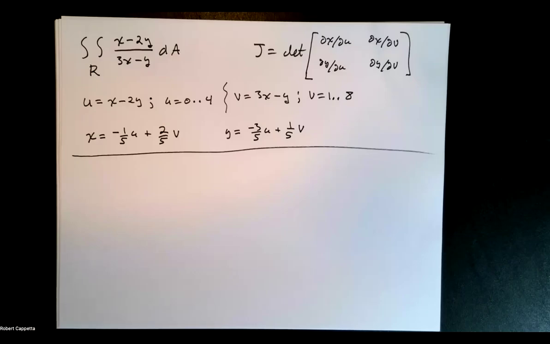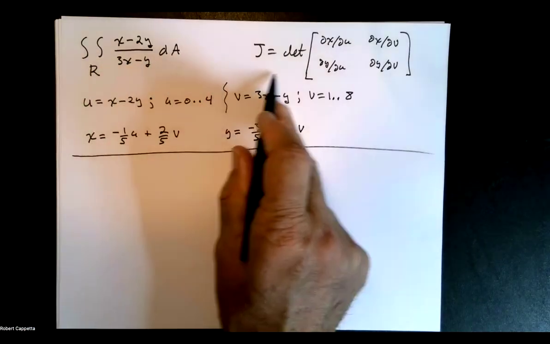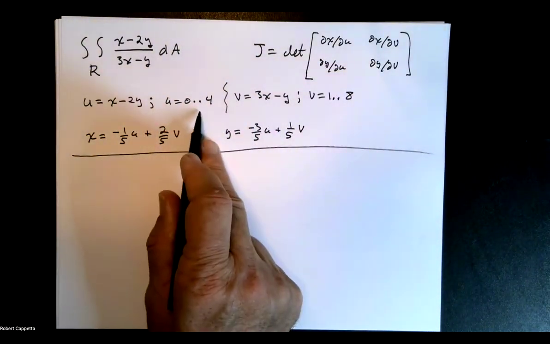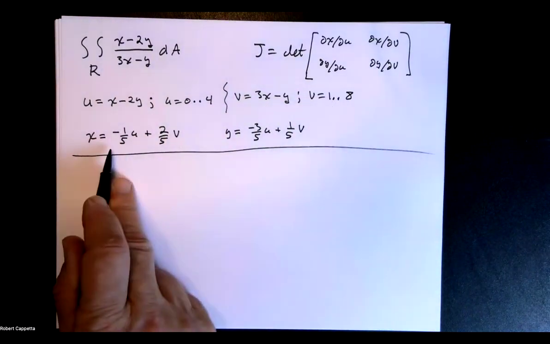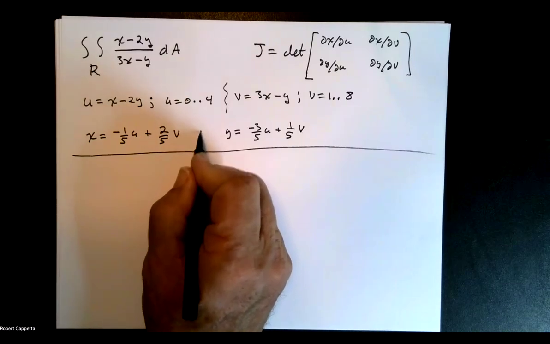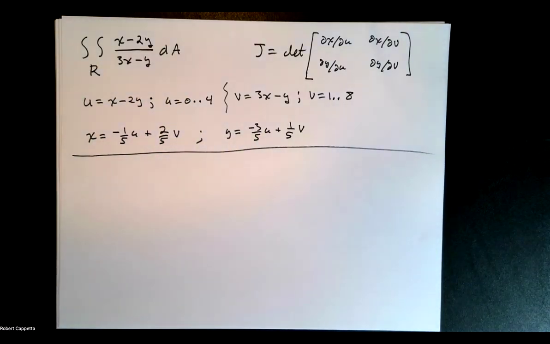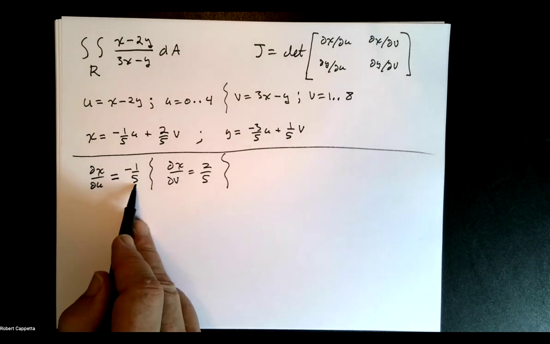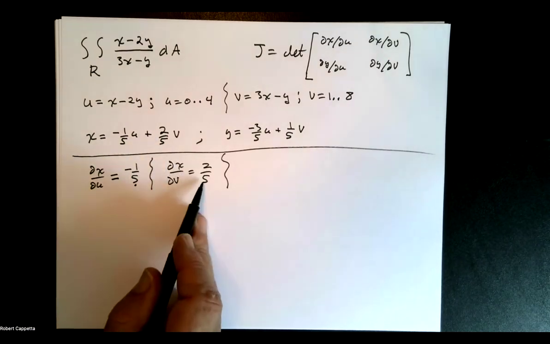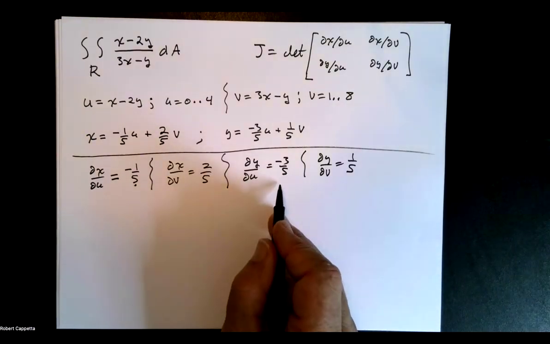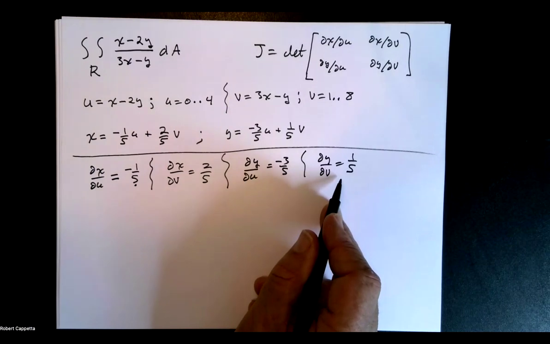So collecting our information, there's our original integral. There's the formula for the Jacobian. Our definition of u and v. u ranges from 0 to 4. v ranges from 1 to 8. We showed with algebra that x was −1/5 u + 2/5 v, and y was −3/5 u + 1/5 v. So let's go ahead and find those partial derivatives. Partial of x with respect to u is −1/5. Partial of x with respect to v is 2/5. Partial of y with respect to u is −3/5. Partial of y with respect to v is 1/5.